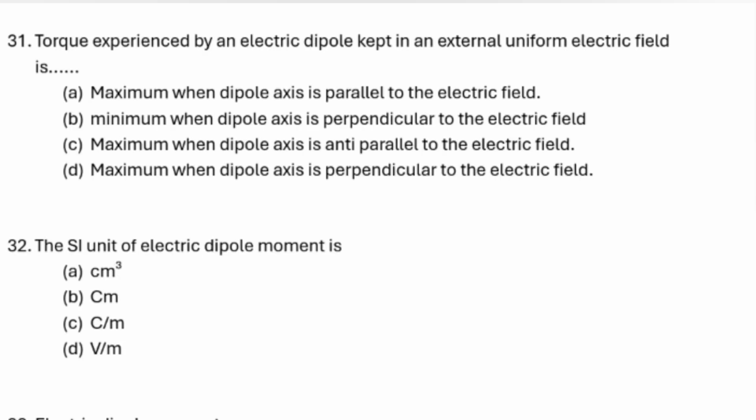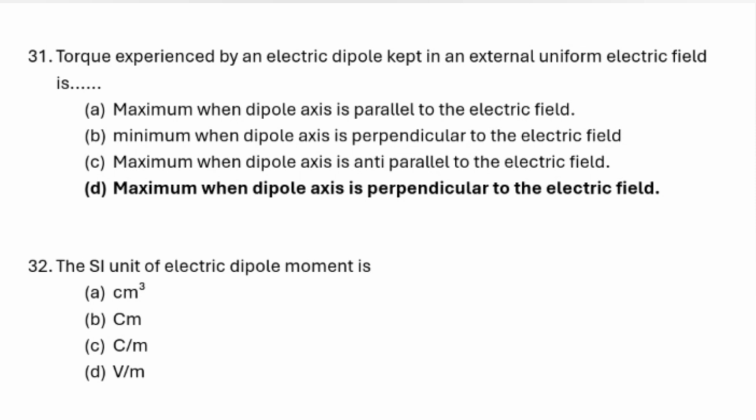Question number 31. Torque experienced by an electric dipole kept in an external uniform electric field is option A, maximum when dipole axis is parallel to the electric field, option B, minimum when dipole axis is perpendicular to the electric field, option C, maximum when dipole axis is antiparallel to the electric field, option D, maximum when dipole axis is perpendicular to the electric field. Here the correct answer is option D, maximum when dipole axis is perpendicular to the electric field.